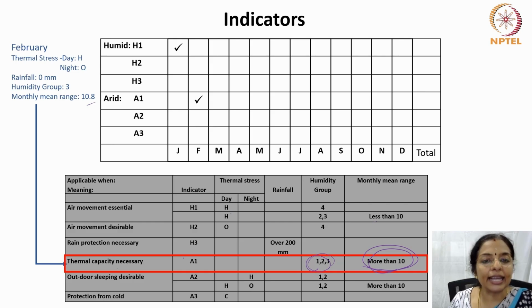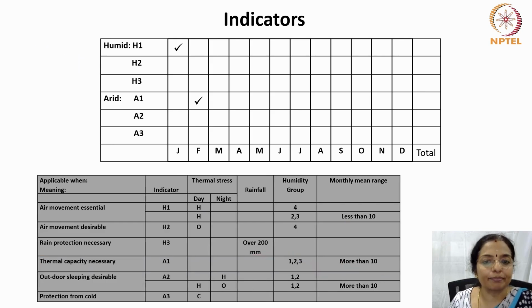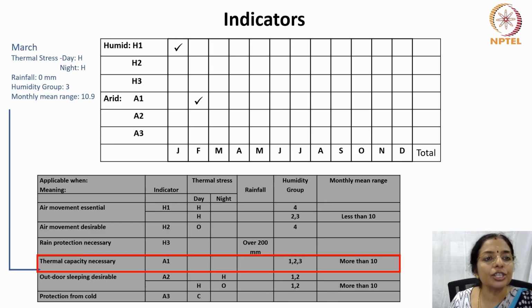Then next we will go to March. During March, the thermal stress is H, hot during day and night. Rainfall is 0, and the humidity group is 3. So it can only be either this or this. We have to choose between these two.